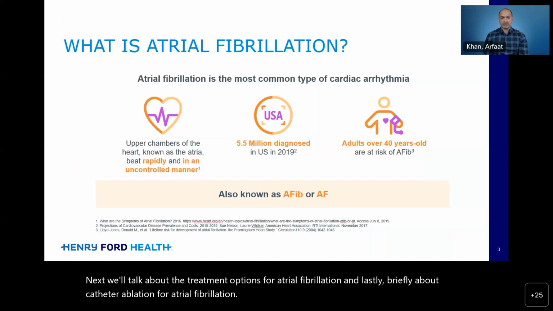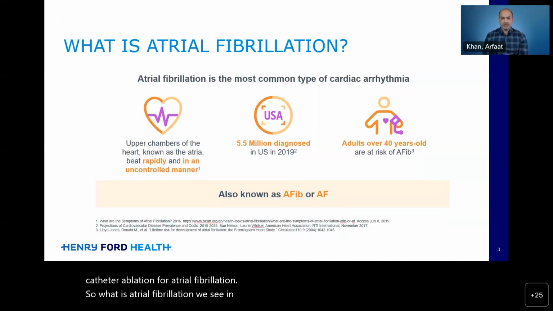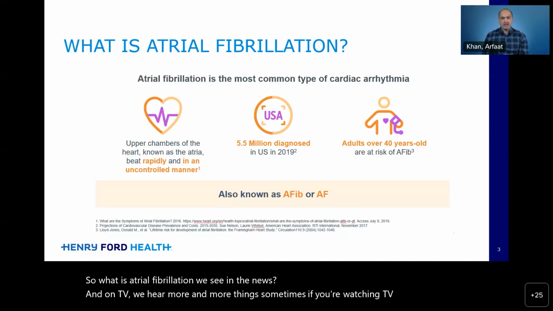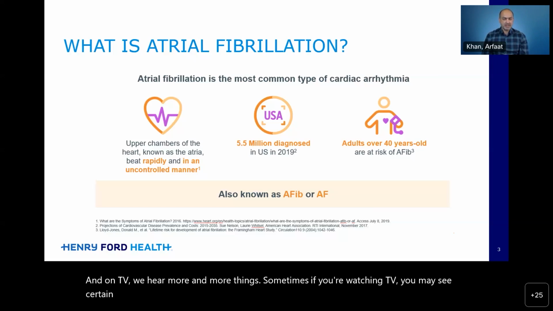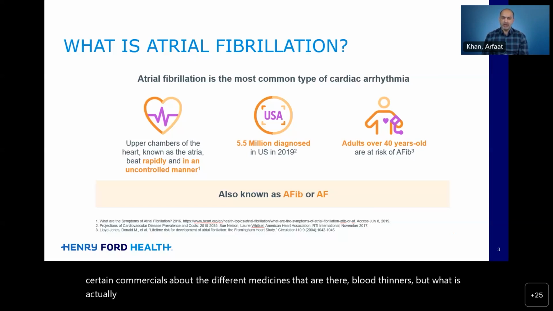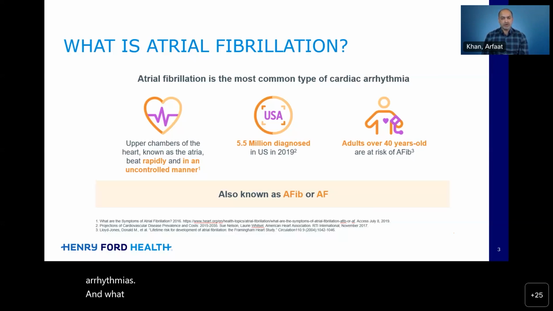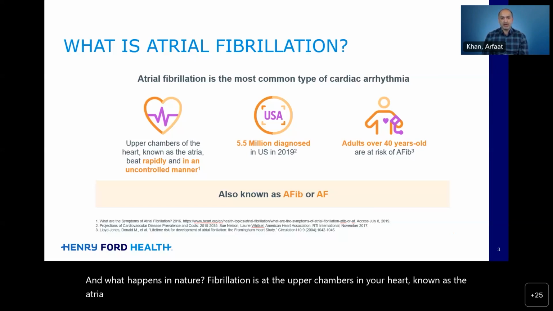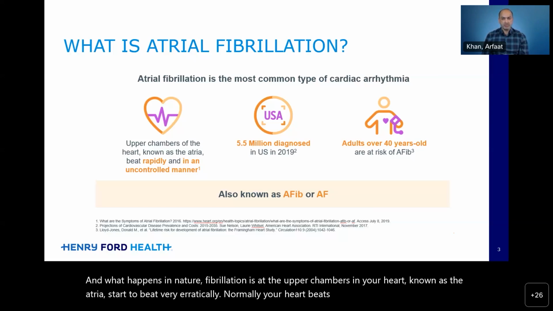So what is atrial fibrillation? We see in the news and on TV, you hear more and more things. Sometimes if you're watching TV, you may see certain commercials about the different medicines that are there, blood thinners. But what is actually atrial fibrillation? Well, atrial fibrillation is the most common type of the cardiac arrhythmias. And what happens in atrial fibrillation is that the upper chambers in your heart, known as the atria, start to beat very erratically. Normally, your heart beats around 60 to 100 beats per minute.